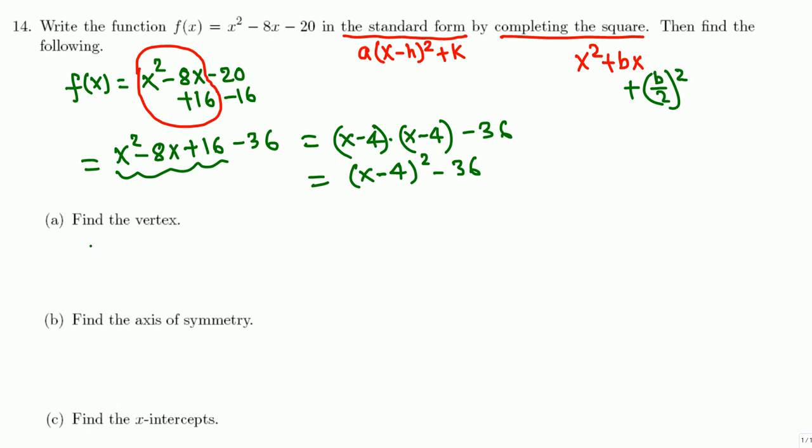Next we need to find the vertex. Vertex means (h, k). When we write in this form, a(x − h)² + k, (h, k) is the vertex. So h is 4, not negative 4, and k is negative 36. The vertex is (4, −36). Next, find the axis of symmetry. That will be x equals the x-coordinate, so x equals h. x equals 4 is the axis of symmetry.